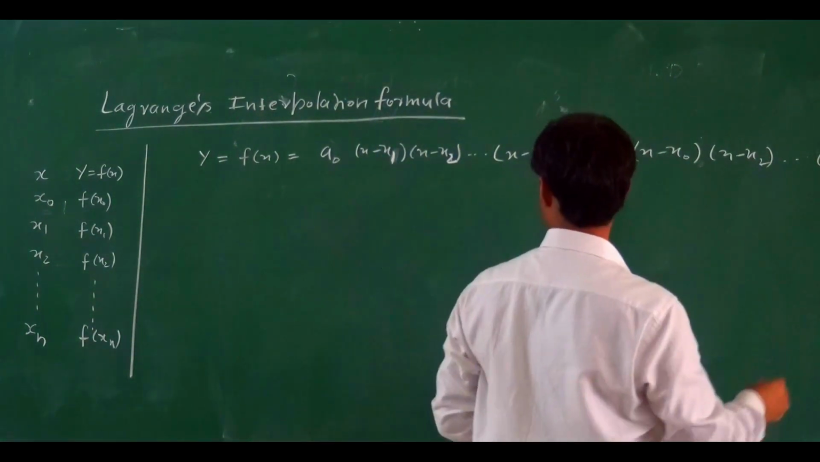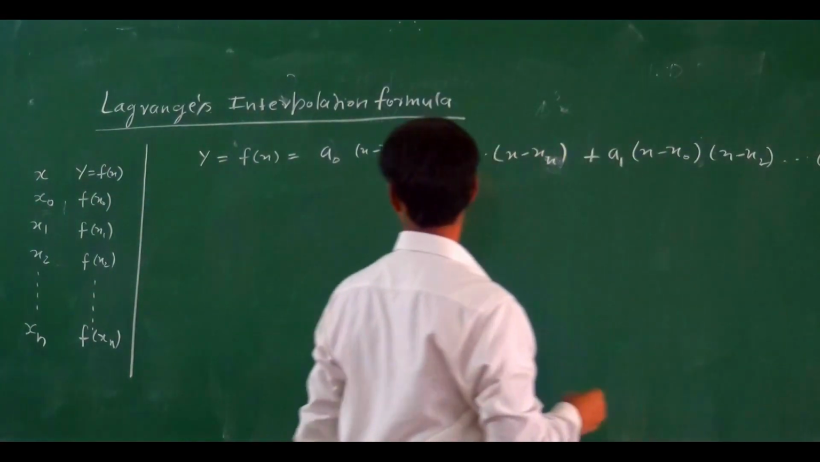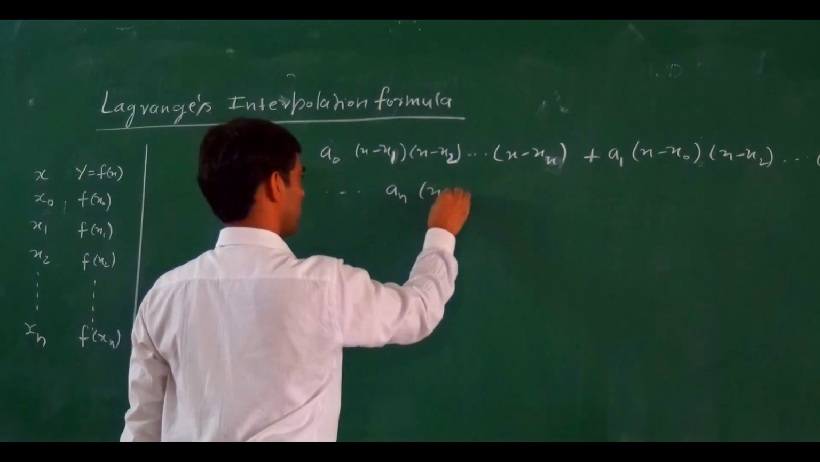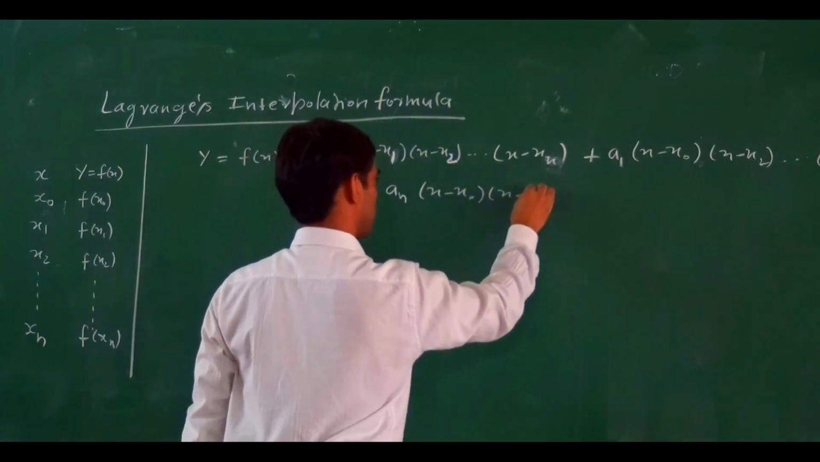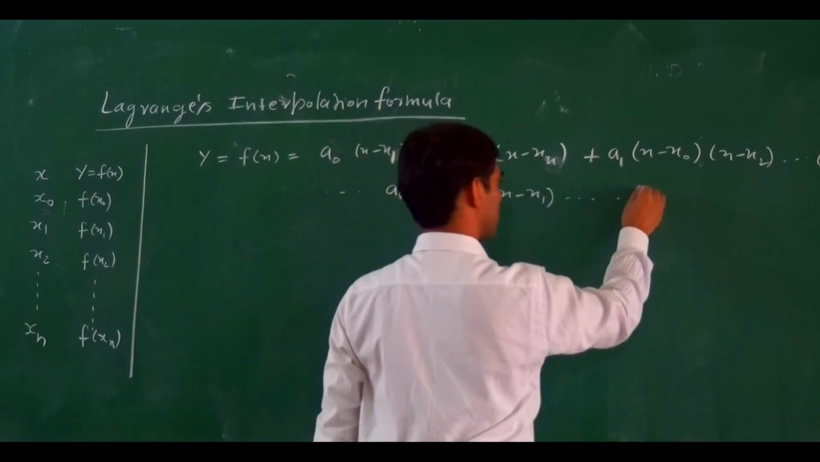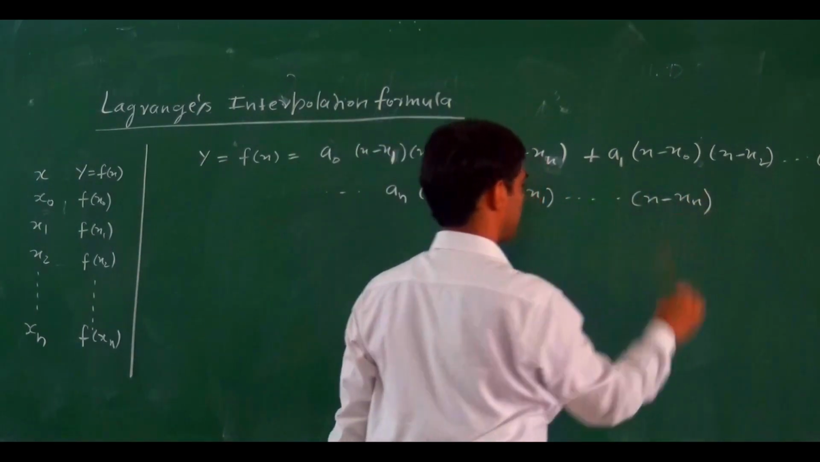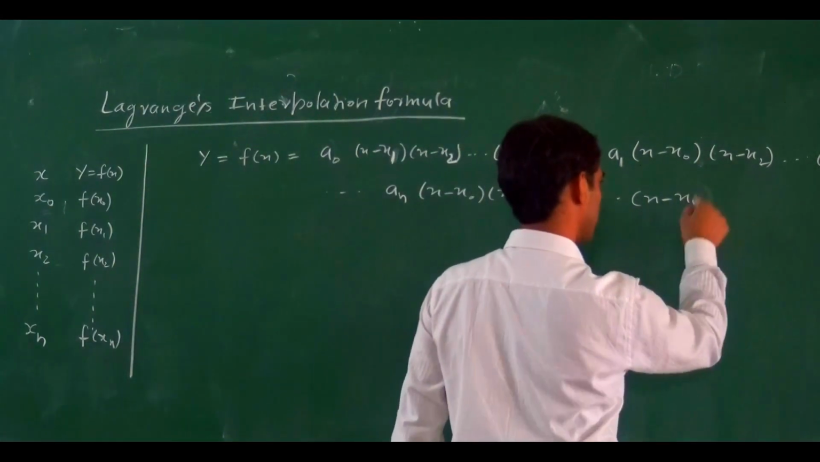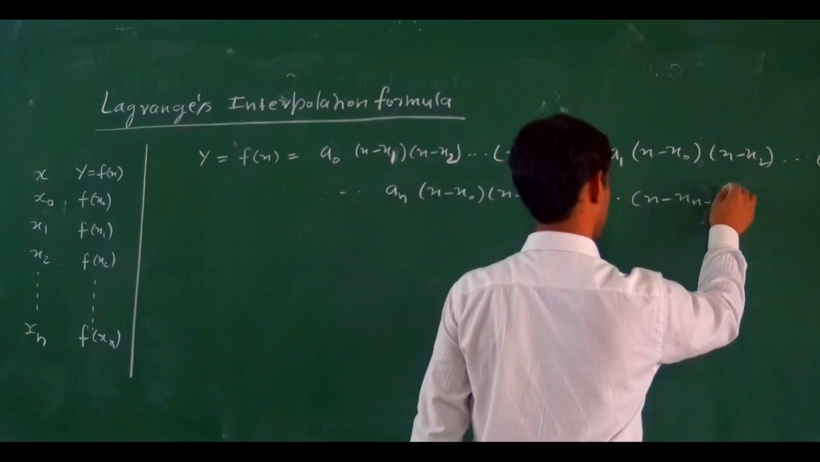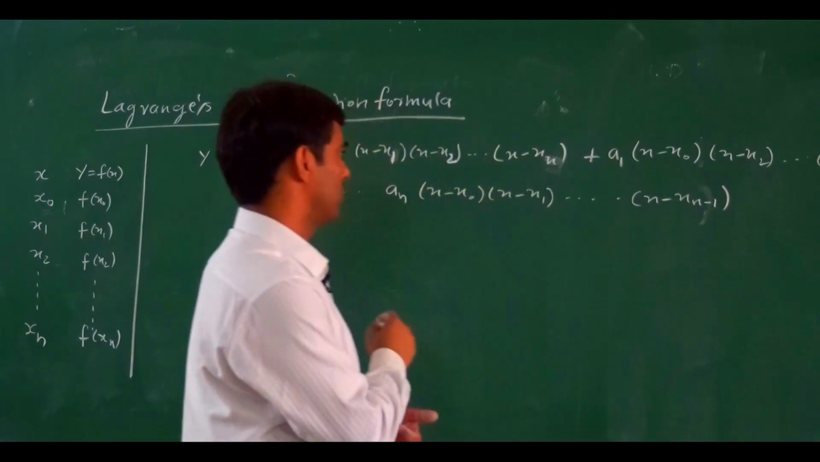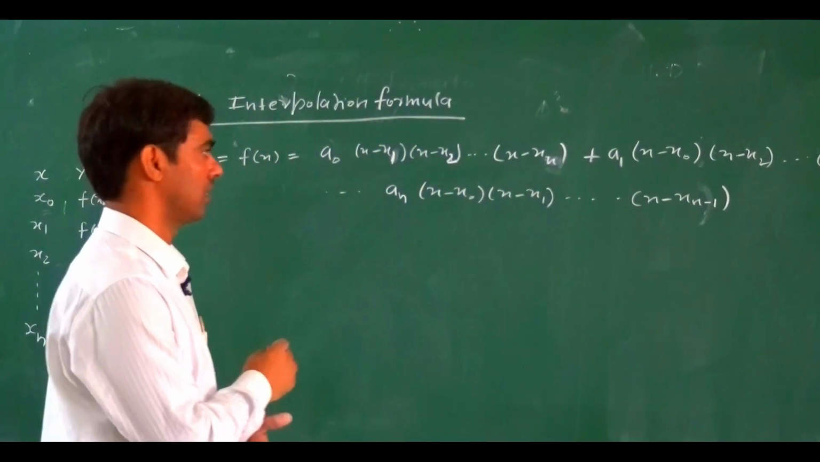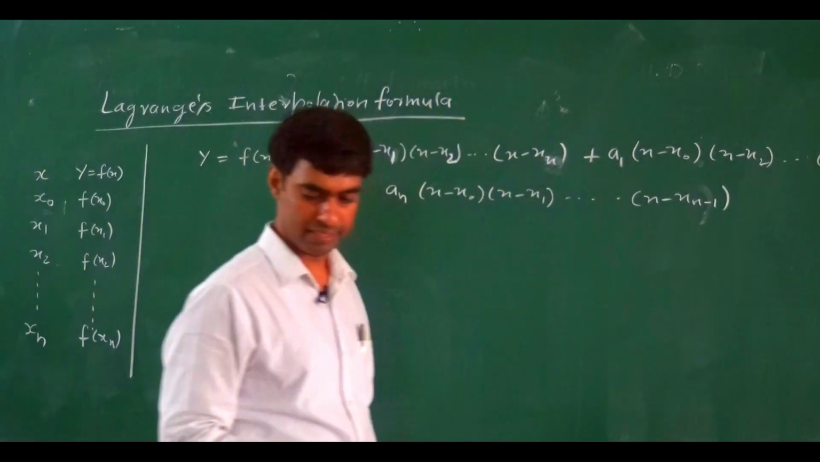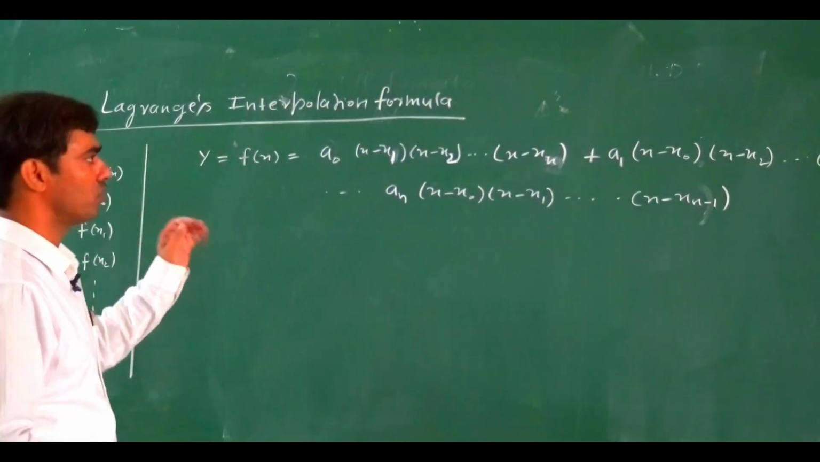So in this manner, what is the nth term? The nth term becomes an times x minus x0, x minus x1 up to what? Not xn, here we write x minus xn minus 1, because here x minus x0 is missing, x minus x1 is missing, so here x minus xn is missing. So this is a polynomial of degree n.